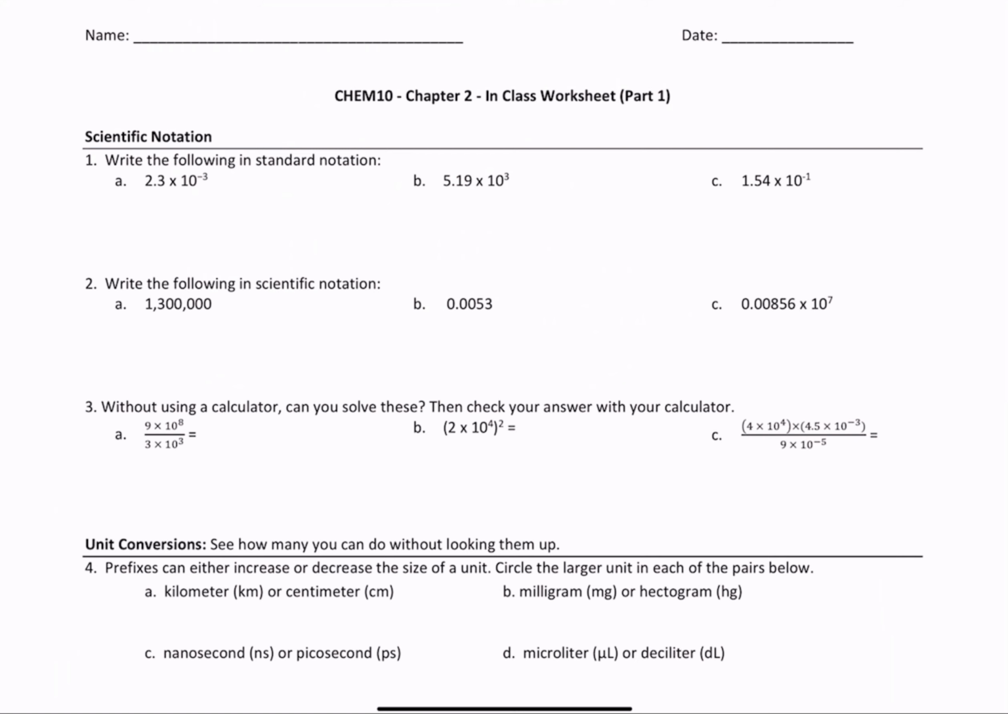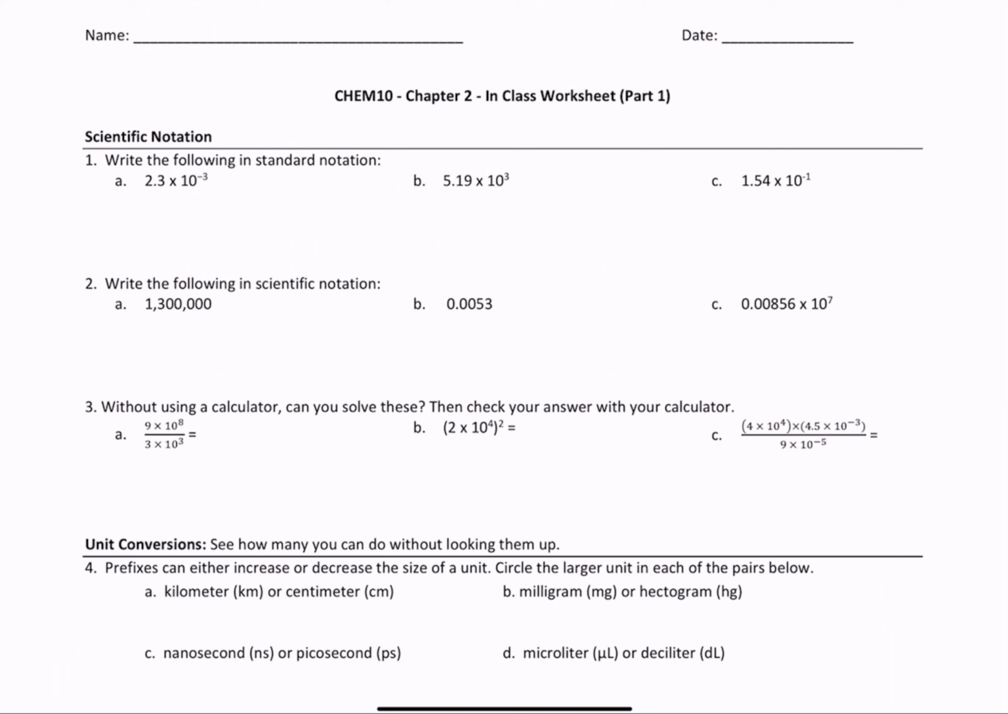When the power of 10 is negative, we're looking at a small number, meaning that your number will be less than 1, and we will move the decimal point to the left. When your power of 10 is positive, we're looking at a big number, therefore a number greater than 1, and we will move the decimal point to the right. Let's take a look at the first problem.